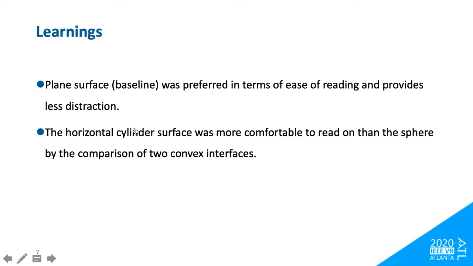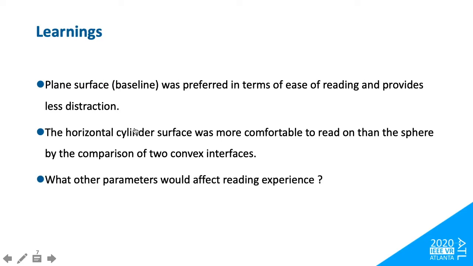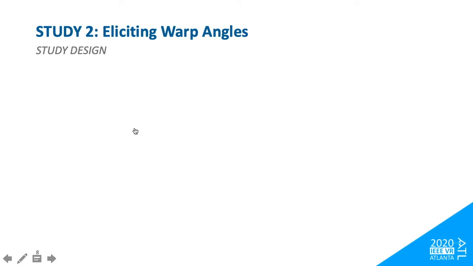In other words, we could draw a point that the reading experience on a surface which is warped on one axis is better than on two axes. Since the main idea of the project is investigating shapes as rendering canvas for text in virtual reality, based on those results we wanted to go into more depth. What parameters of these shapes could affect reading as well? So we conducted our second study.